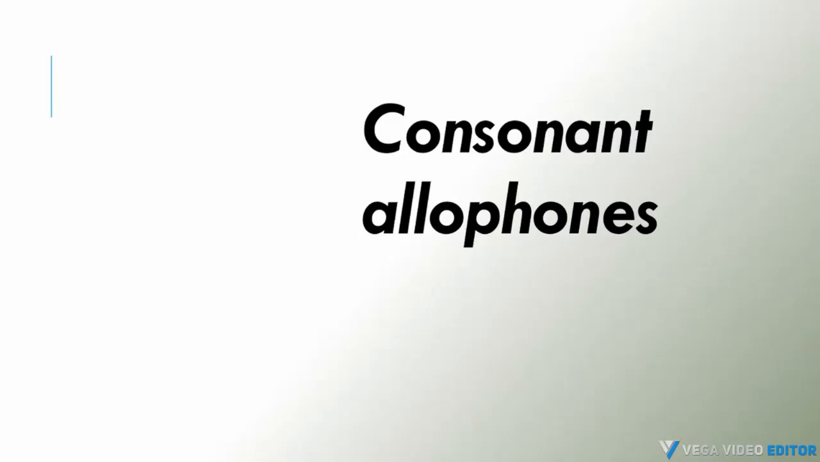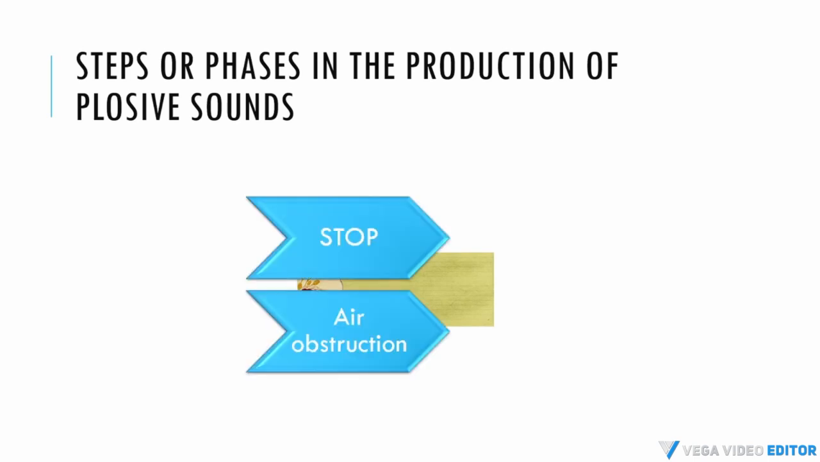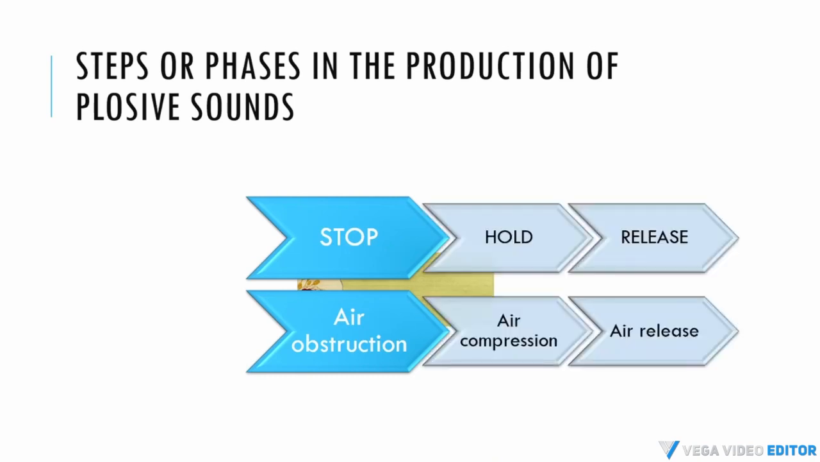So this is the video on consonant allophones. As we have seen, for the production of certain plosive sounds, first there is an obstruction of the air, which is called the stop phase. Then the air behind the lips or behind this obstruction at the alveolar ridge or the velum is compressed. So this is the hold, or also compression stage. And finally we have the opening of the articulators that provokes the release of the air.